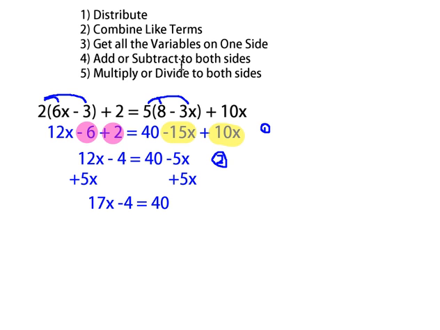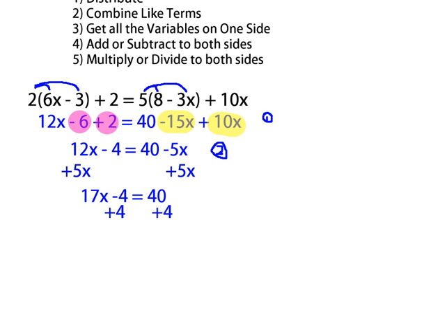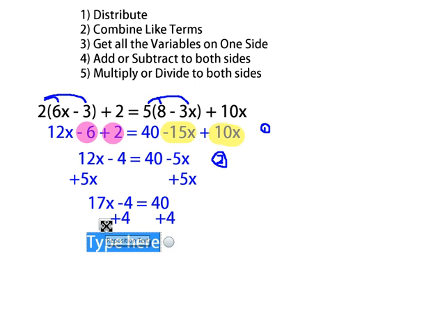Step 4 says add or subtract something to both sides. Many people make a mistake. You want to get rid of the stuff that's with the x. We're trying to get the x by itself, so I want to get rid of this minus 4. I will do that by adding 4 to both sides. Plus 4, plus 4. Once I've done that, I have 17x is equal to 40.